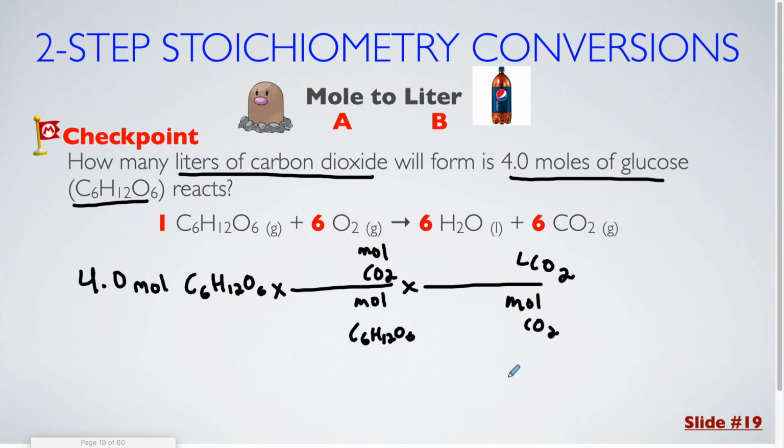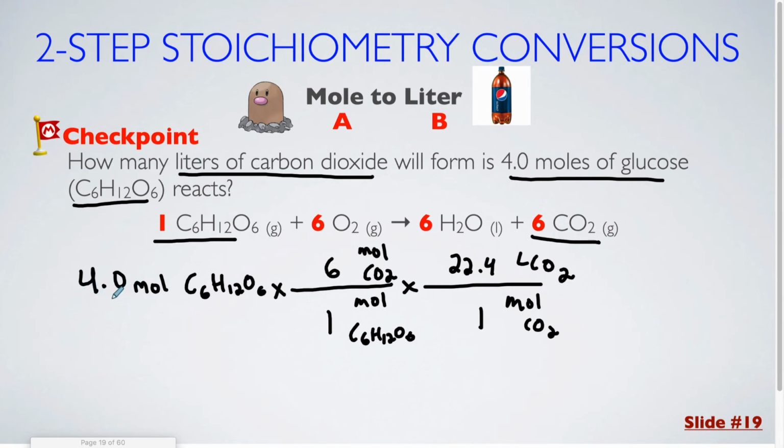All right, now for filling in the numbers. When I'm comparing moles to moles, that is when I'm using the numbers from the balanced equation. So I have 6 moles of CO2 for every 1 mole of the glucose. The next part, 1 mole is equal to the molar volume for carbon dioxide, which is going to be 22.4 liters. So that number is written on stoichiometry island, so you would not have to memorize it. From here, we're going to multiply across.